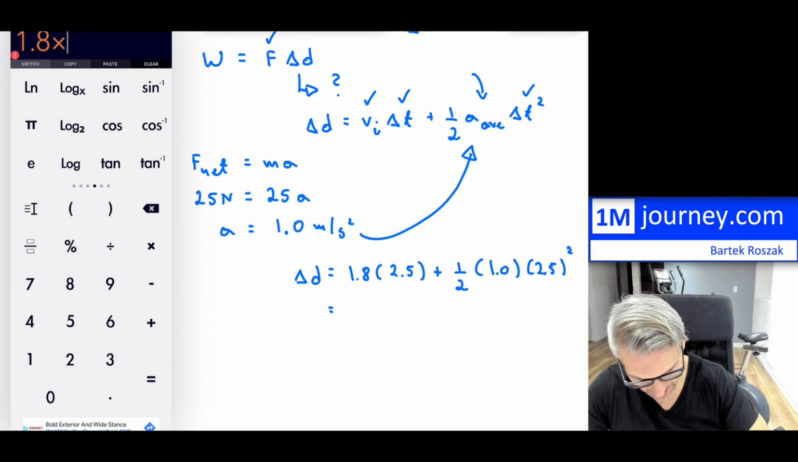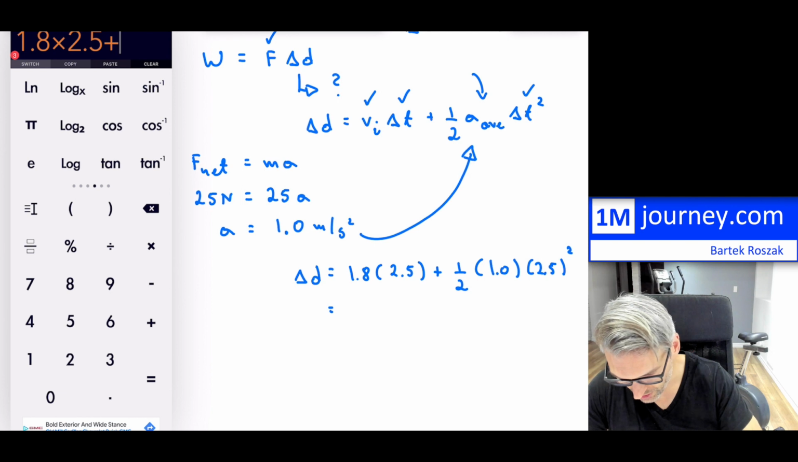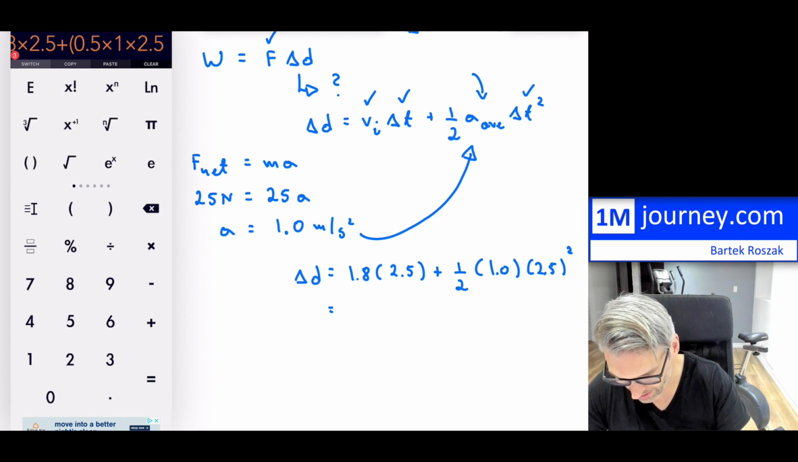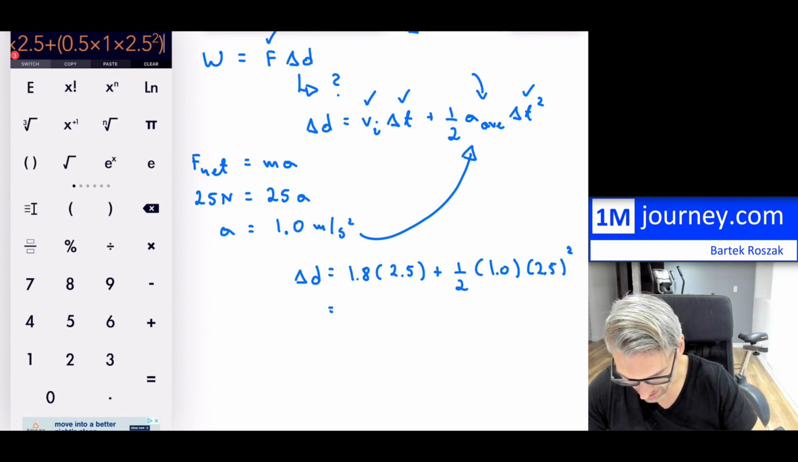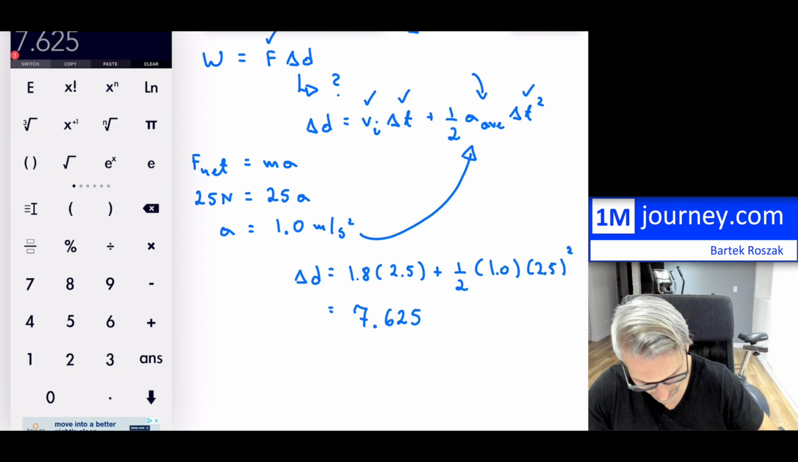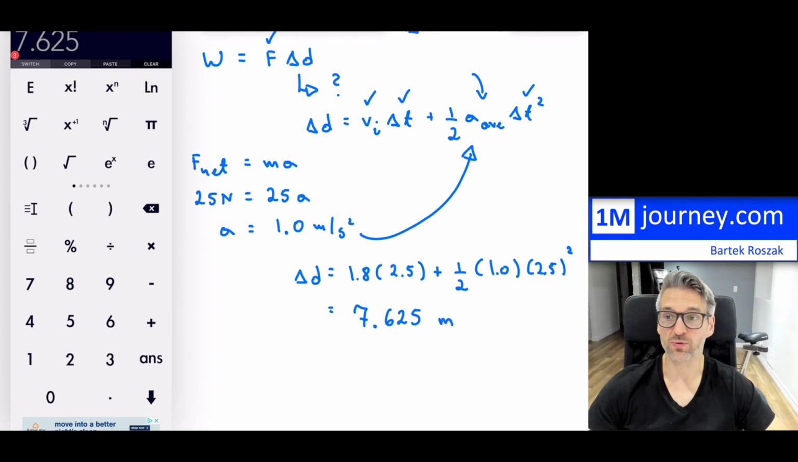So 1.8 times 2.5 plus, and I'll put it all in brackets, a half, well, it's the same thing as 0.5, so times 1. So that's nothing really that we need to put in there, but 2.5 we do. Okay, we need to square that. So we have this, and I'm not going to round here at all. I'm going to just keep it because it's an intermediate step. So this has moved 7.625 meters.